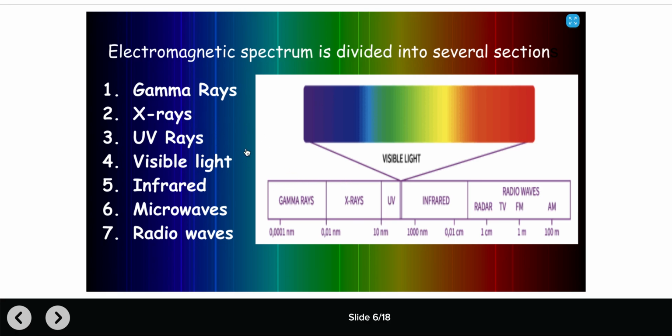Then we have UV rays, which are even longer, about 10 nanometers. And then we have, finally, visible light waves. This is the only part of the electromagnetic spectrum that we can actually see. All those colors from indigo all the way to red. So if we were to talk about which wavelengths of color are the shortest wavelengths, we would actually say it's indigo. And then as it moves on down, the wavelengths get longer and longer, and then red is the longest wavelength of light.